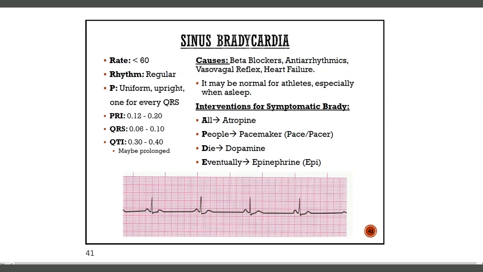Now, interventions for symptomatic bradycardia. When we say symptomatic, it's when they have bradycardia and they're experiencing some symptoms. For example, they have bradycardia and they pass out. That's symptomatic bradycardia. Or they're dizzy. That's symptomatic bradycardia. Bradycardia and chest pain, that's symptomatic. Basically, bradycardia and they have additional symptoms in relation to that.